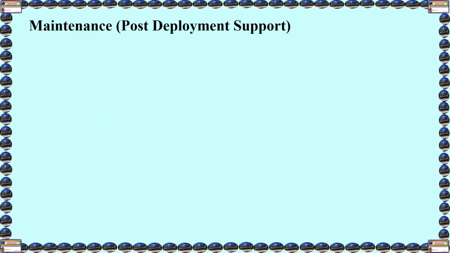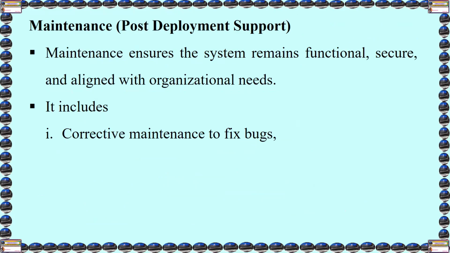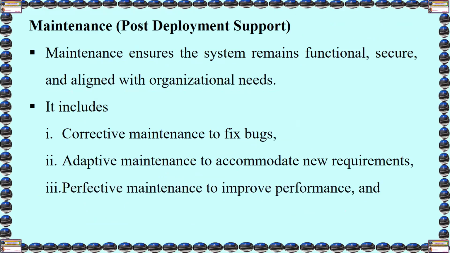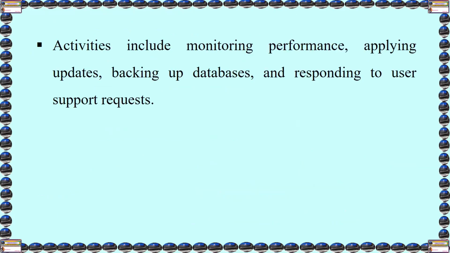The other, almost the last task or activity is maintenance, or what we call post-deployment support. Maintenance ensures that the system remains functional, secure, and aligned with the organizational needs. It includes 1, corrective maintenance to fix bugs. 2, adaptive maintenance to accommodate new requirements. 3, perfective maintenance to improve performance. And 4, preventive maintenance to reduce future failures.